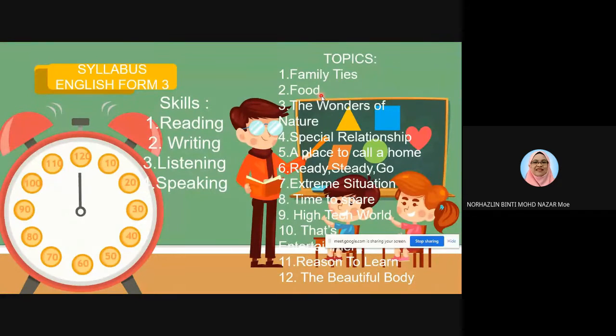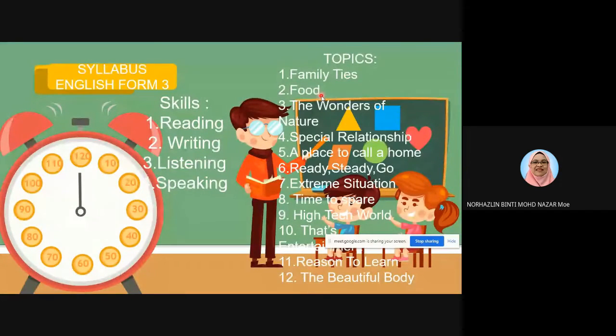Next, unit 3. You're going to study about the wonders of nature. So what is that, wonders of nature? You're going to discuss with your teacher about the environment. Unit 4, special relationship. Talk about relationships and how you come up with a few solutions to solve the problems. Maybe friends, friend with friend, or parent with a child.